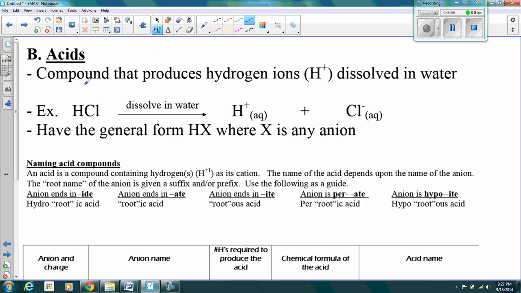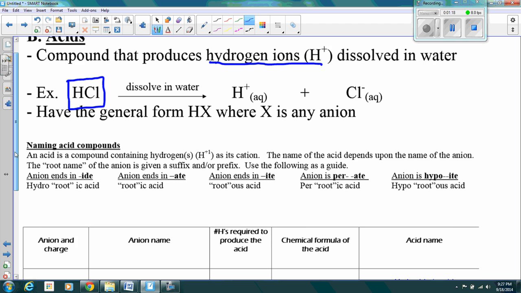Okay, so acids are compounds that produce hydrogen ions. So like I said, they will all begin with hydrogen, and they are always going to be dissolved in water. So you can see this begins with hydrogen. This is hydrochloric acid, and we're going to learn how to name this. And when you dissolve it in water, it always ionizes, it's called, and it breaks apart. You don't need to worry about that right now. We're just going to work on naming.